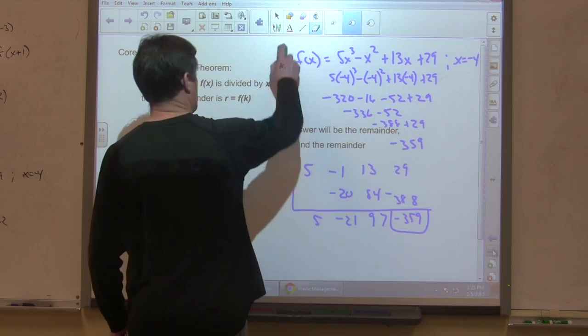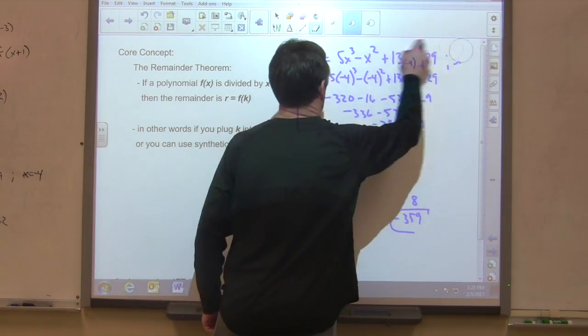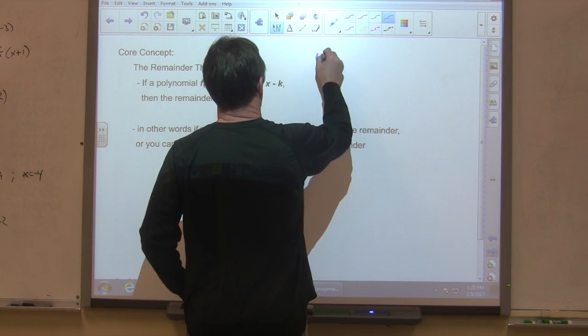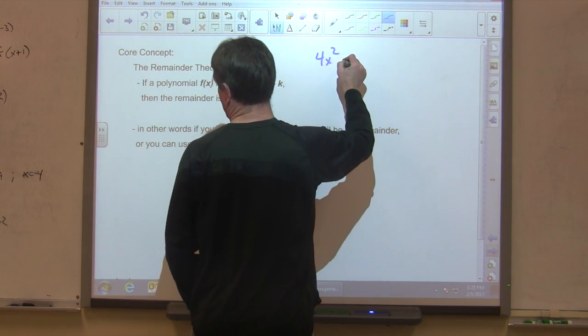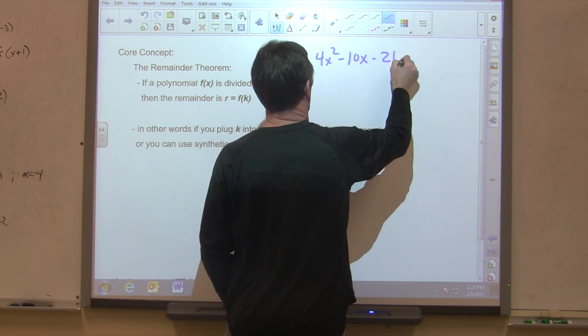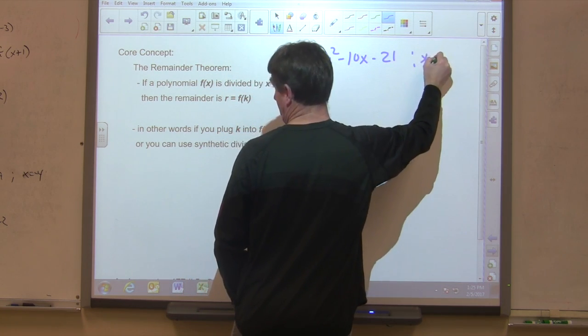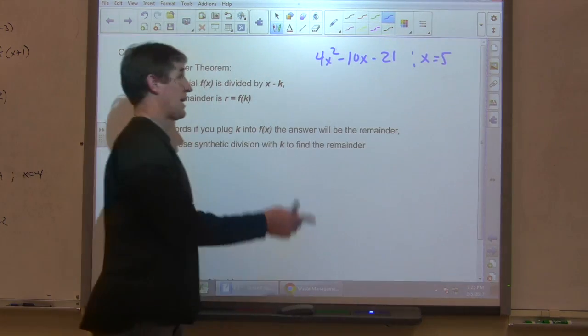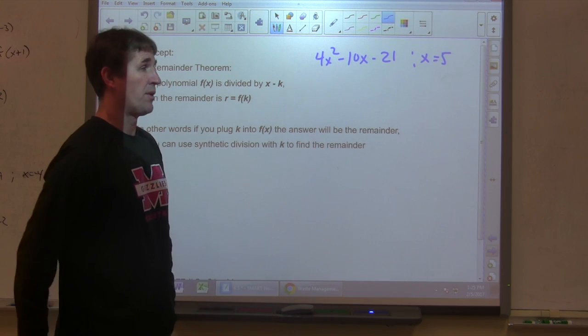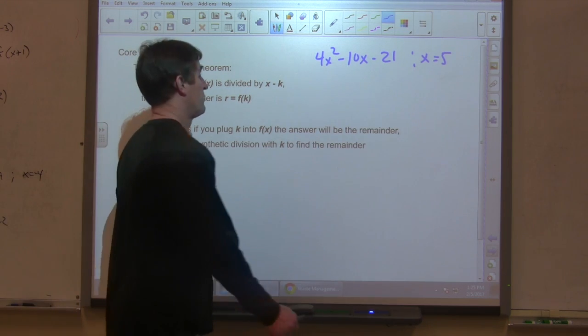So I'd like you to try 2 of those. So the first one is 4x squared minus 10x minus 21 when x equals 5. So again, try this, come back, check to see if you did it right. I'll run through how to do it. So you can just pause it right here and try it.